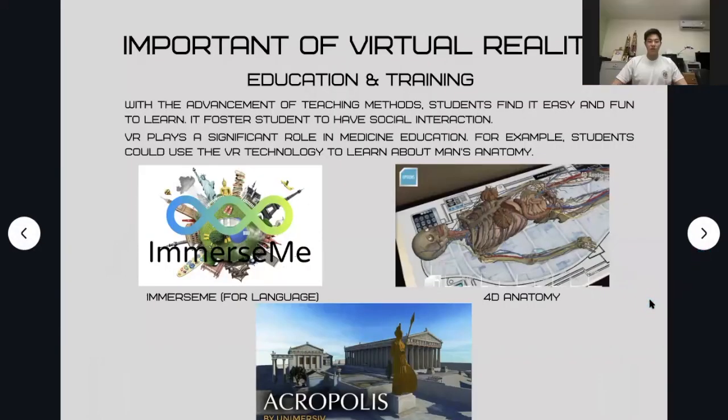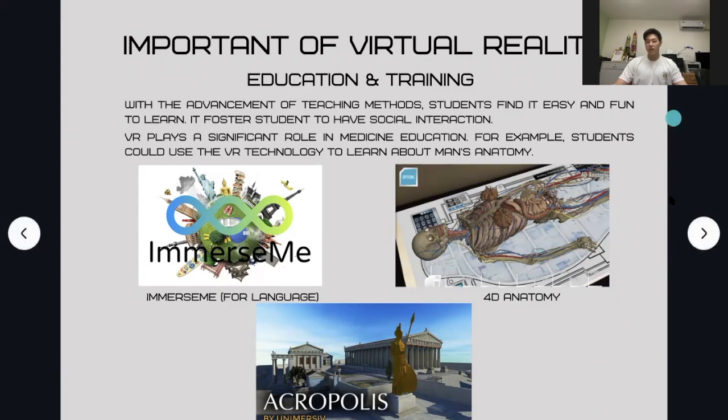And we come to the final part. What is the importance of virtual reality, and some examples? So first, VR is for education and training. This advanced method can make students have fun learning. Furthermore, it can help students have more social interaction.